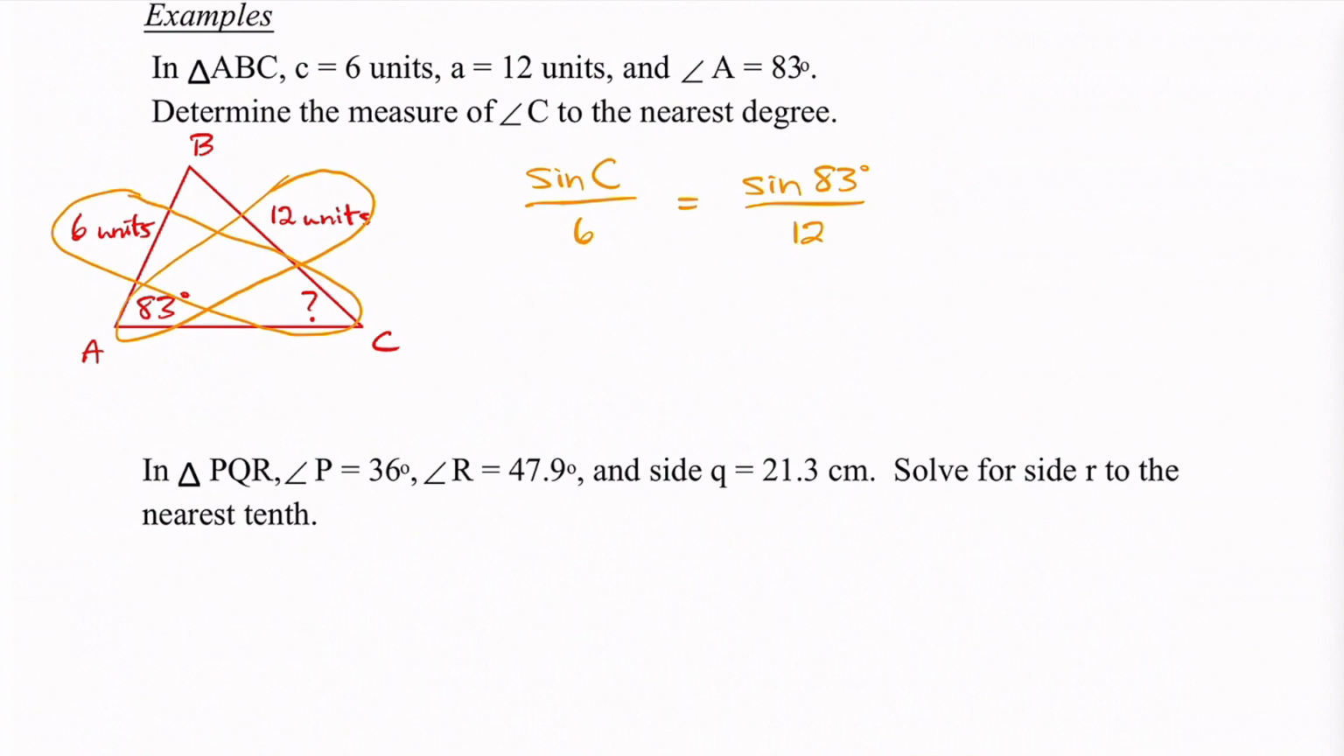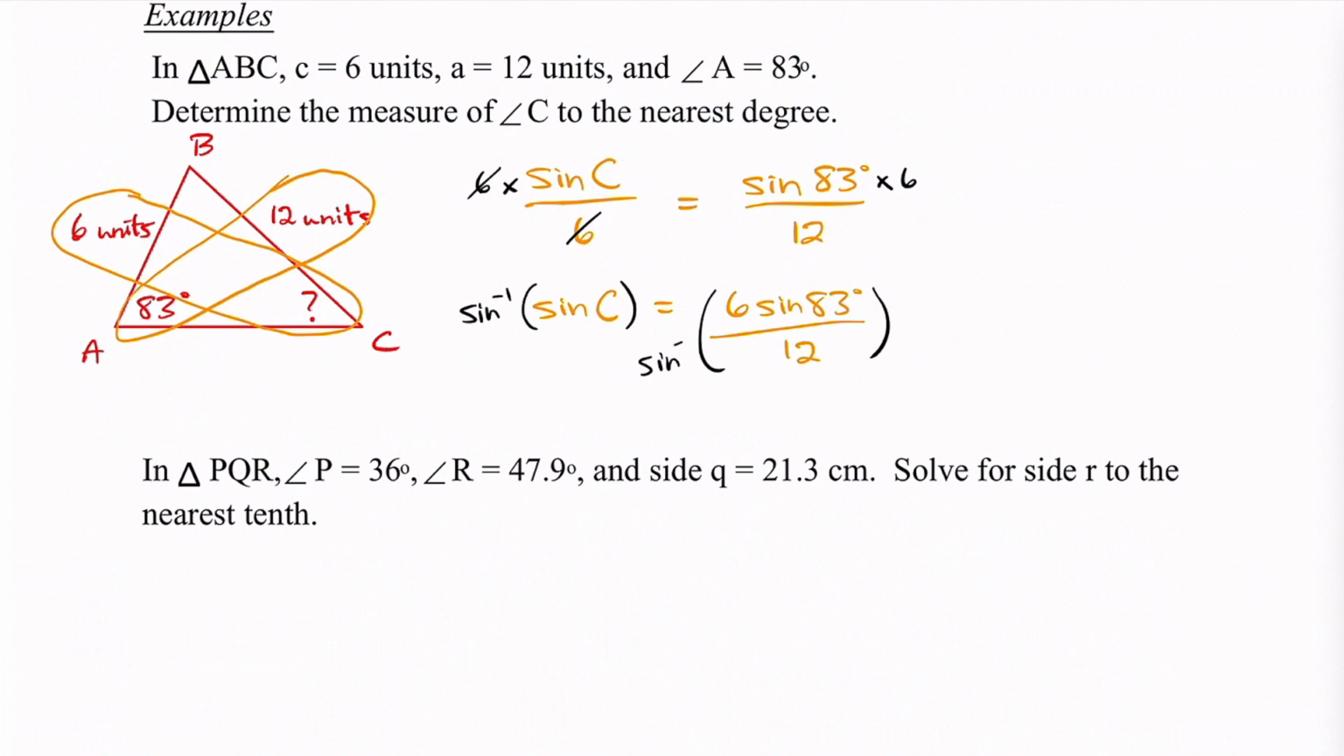And now I just got to find what C is. So I got to isolate the C, get it by itself. So I'm going to multiply first on both sides by 6. So times by 6, times by 6. Our 6's cancel. So I have sine C equals 6 times sine 83. I just changed the order there. Divide by 12. And now the only thing to get rid of is this sine. So to get rid of sine, we have to take sine inverse. So sine inverse that side, sine inverse this side.